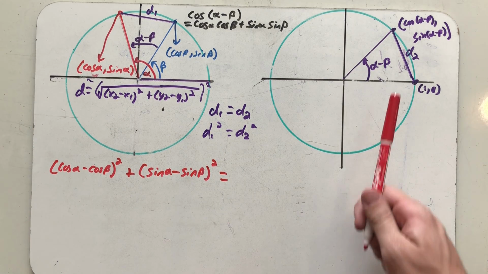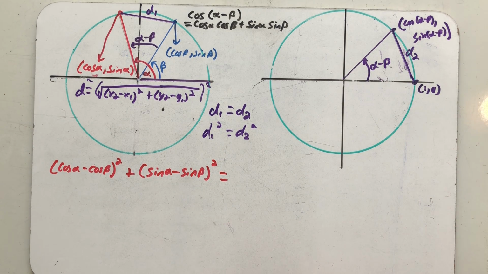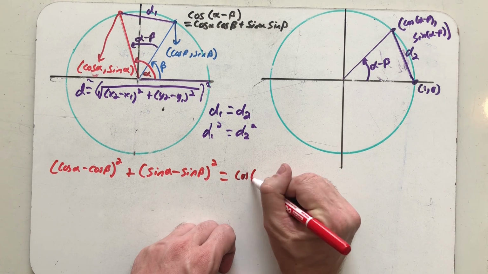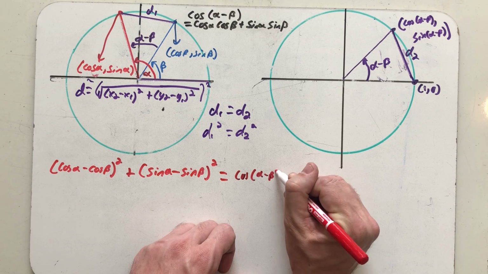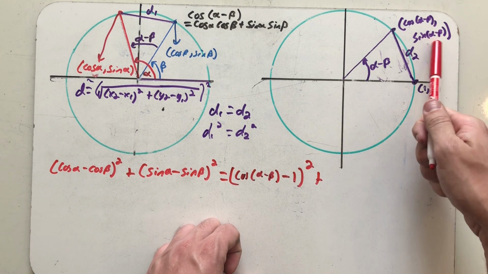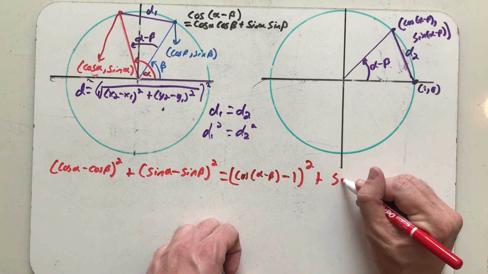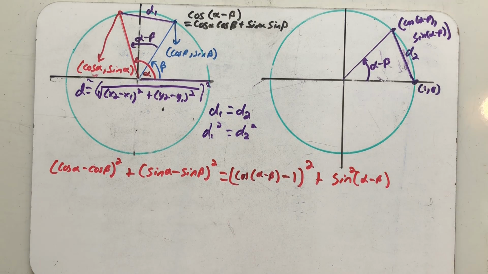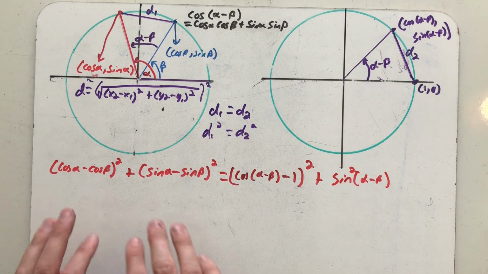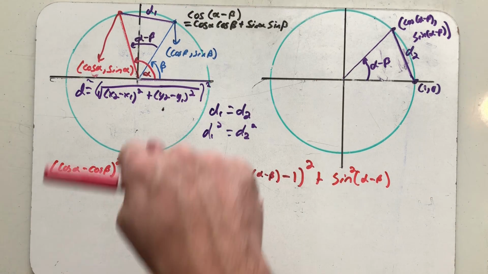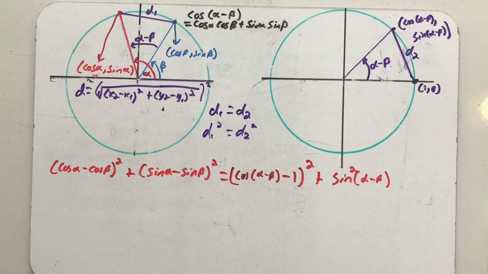Over here in this triangle, I'm thinking about the length of D2 squared. So the cosine of alpha minus beta, minus 1, squared, plus the sine of alpha minus beta, minus 0, so that's just the sine of alpha minus beta squared. This equation is true because D1 is equal to D2, and now I want to simplify it. What we'll end up with is the difference formula that we're trying to derive.